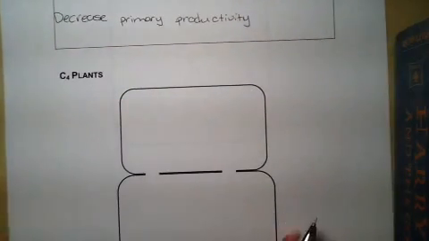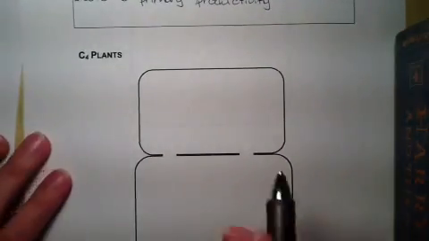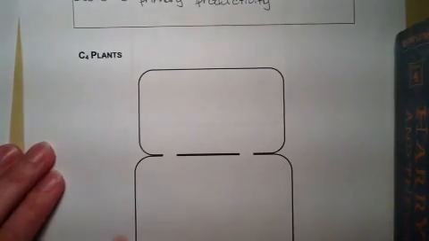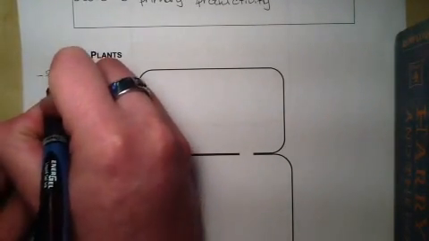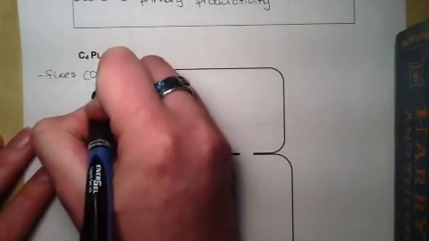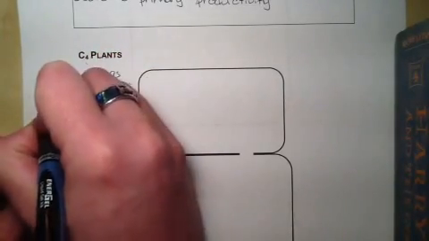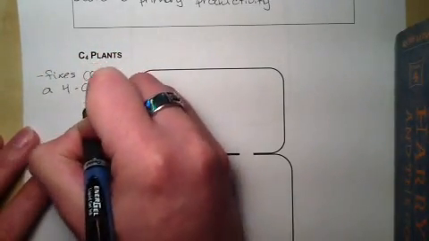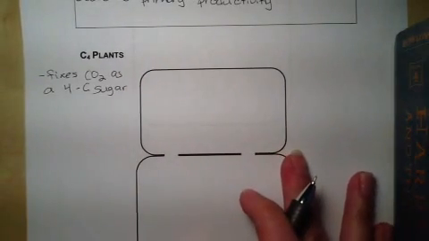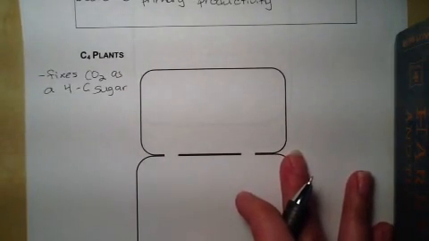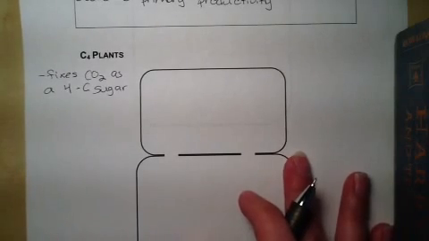So one is what's called a C4 plant. Normal plants are called C3 plants, okay? And a C4 plant is actually just a special plant that fixes carbon dioxide as a 4-carbon sugar. So as soon as carbon dioxide comes in, it turns it into a 4-carbon sugar, so more carbon dioxide can come in, okay, because it's just moving down a concentration gradient.